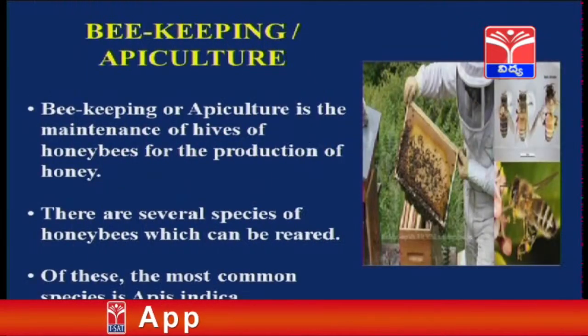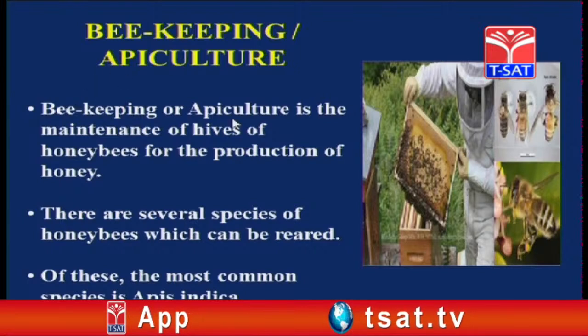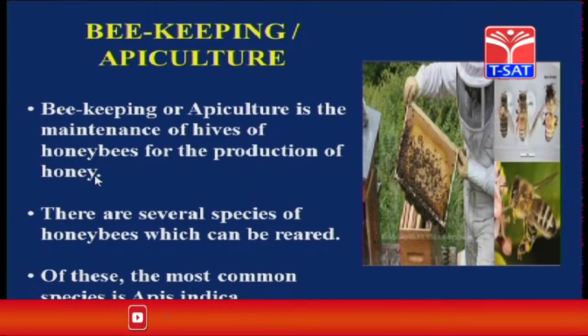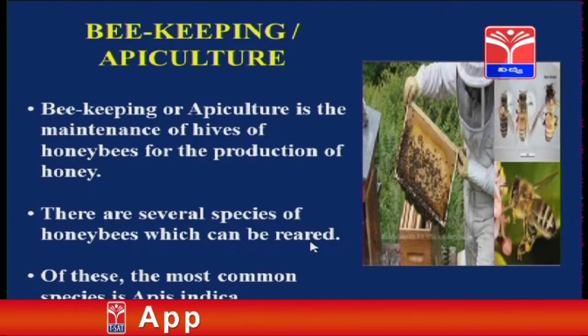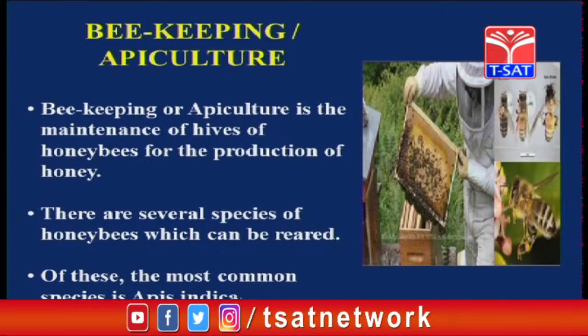So, let us see how these honeybees are reared. See children here, beekeeping or apiculture. Beekeeping is the maintenance of hives of honeybees for the production of honey. So, what do you mean by hives? Hives are nothing but the places where the honeybees live. There are several species of honeybees which can be reared. Of these species, the most common is Apis indica. The scientific name of the most commonly grown honeybee is Apis indica.